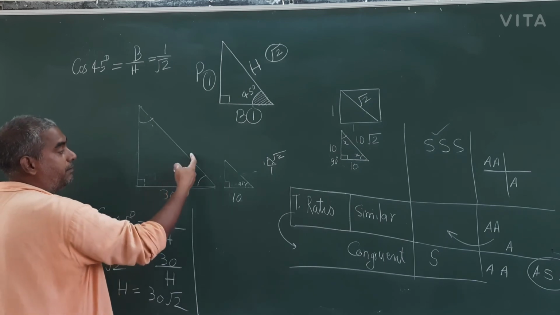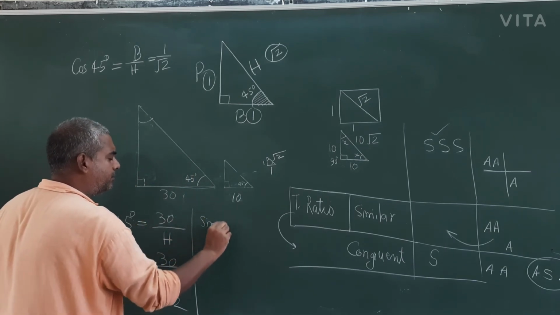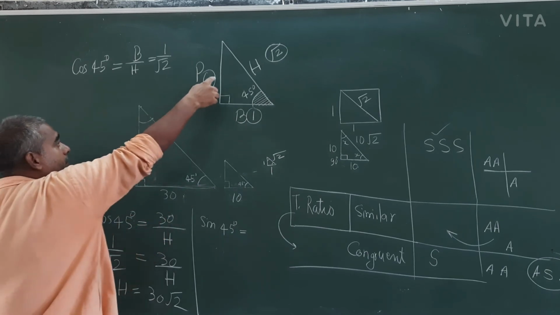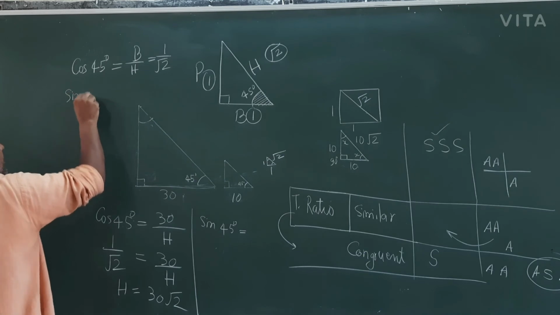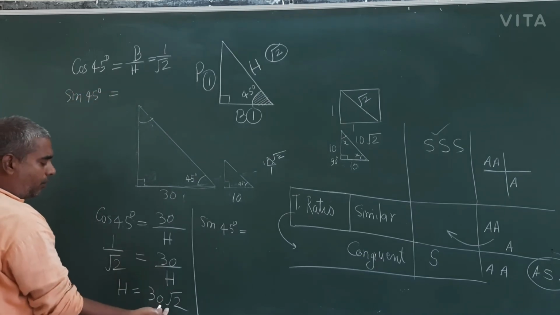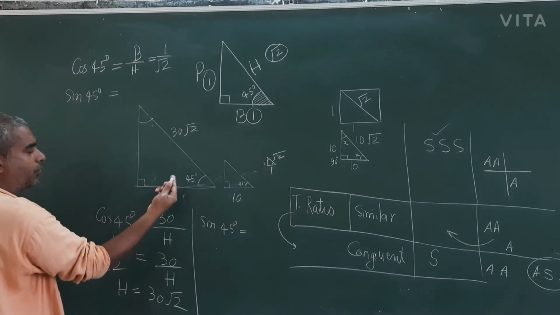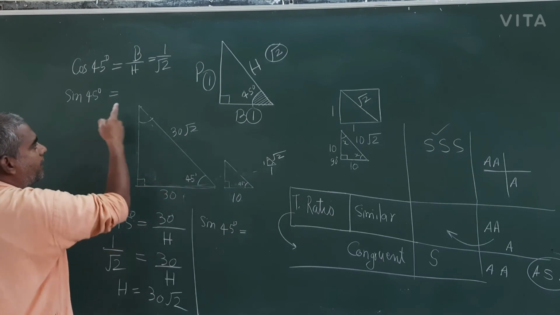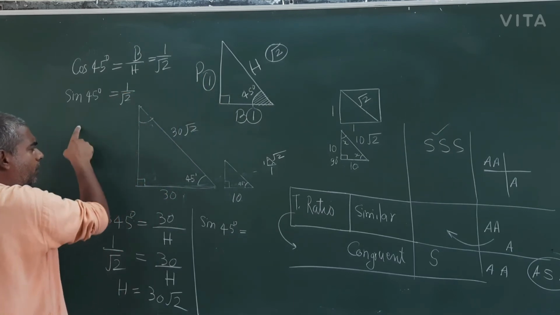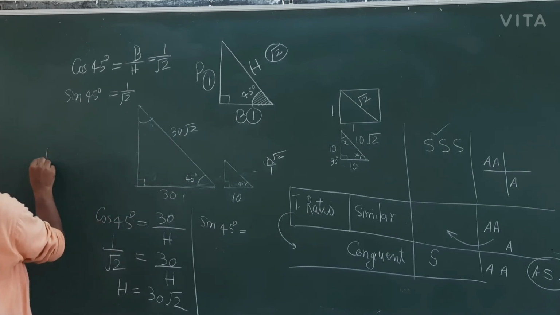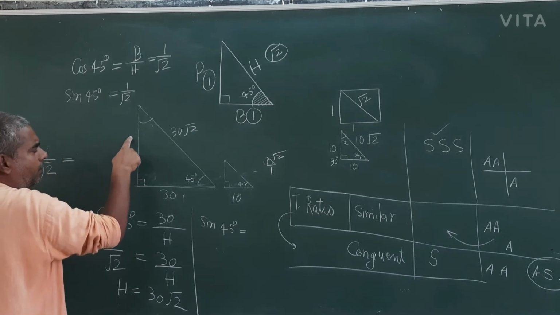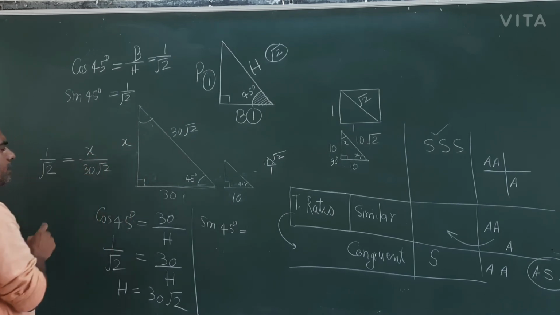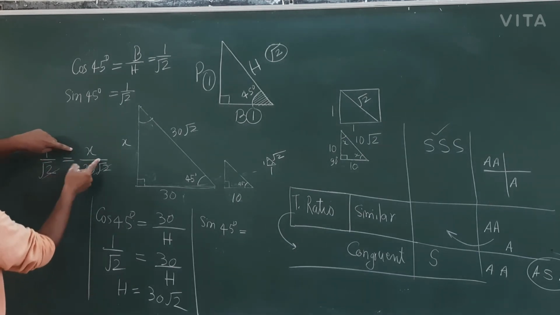If you use sine 45, for this the base and this is the perpendicular. Now you have known 30 root 2, so no need to use Pythagoras theorem, no need to use opposite angle side. Sin 45 is equal to 1 upon root 2. So 1 upon root 2 is equal to this upon this. I don't know this, so this is x. So x upon 30 root 2, root 2 cancels, and x is equal to 30.